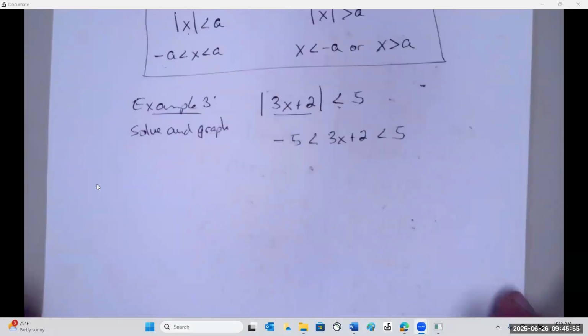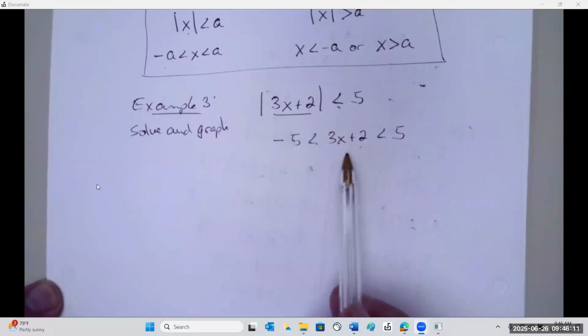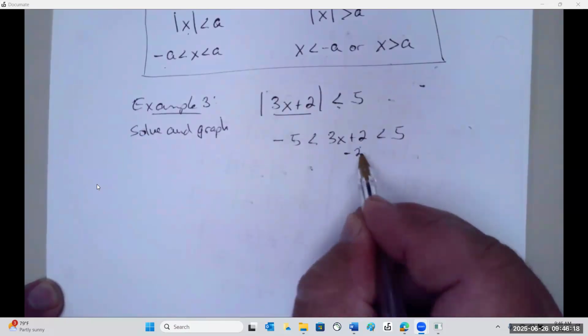Now we solve for x. What do we do first? Where's the only x in this equation? 3x plus 2. So we look at this, solve for x. What do you do first? Minus 2.